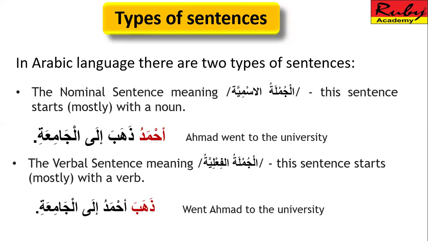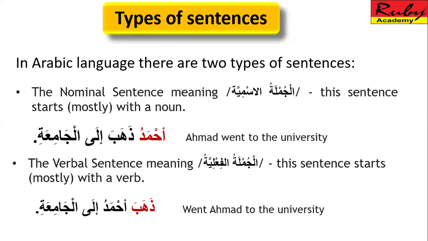We are learning noun, so here we are going to learn in detail the first sentence, Jumlatul Ismiya. I'll repeat that Arabic language has two types of sentences. The nominal sentence, which starts with a noun. Example: Ahmadu dhahaba ilal jami'at. Ahmad went to the university. Ahmad is a noun. The second is the verbal sentence, Jumlatul Fi'liya. This sentence starts with a verb. If you take the same sentence, here it starts with Dhahaba: Dhahaba Ahmadu ilal jami'at.